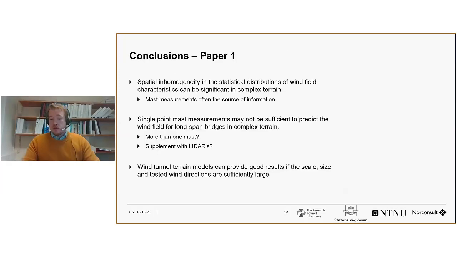So, to some conclusions drawn from this study: the spatial inhomogeneity in the statistical distributions of the wind field can be significant in such complex terrain. Single point mast measurements may not be sufficient to predict the wind field along the span. And also, wind tunnel terrain model tests may provide good results if the scale size and tested wind directions are sufficiently large. But this is very important to get good information from such tests.